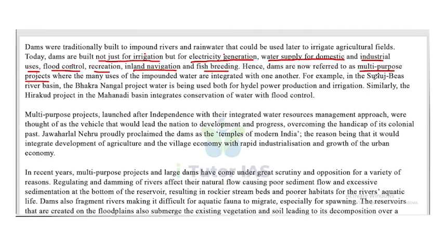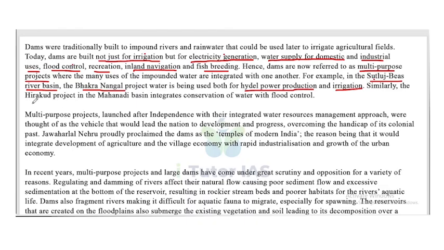For example, in the Sutlej Beas river basin, the Bhakra Nangal project, a dam project, has its water used for both hydro power production and irrigation. So there are multiple purposes: first hydro power production, and then irrigation. That's why dams are called multi-purpose projects.